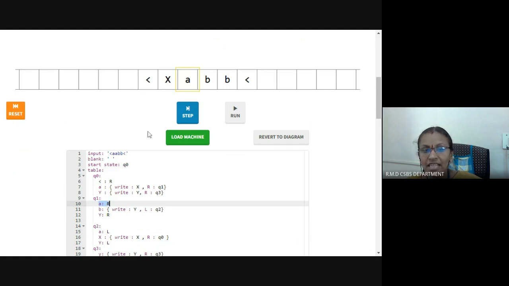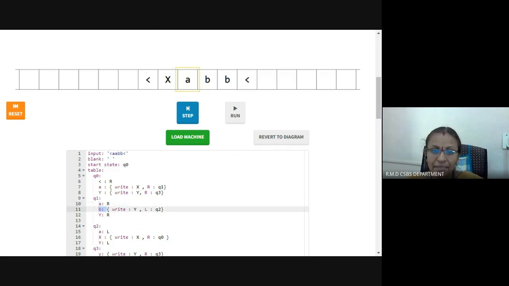Now what I have to do is match this a with the b on the right-hand side. You all know this is the language a^n b^n, so I don't want to go to the end and come back. Whenever all the a's are over, the first character will be b. I have to equate the number of a's and the number of b's. The structure is defined as a's followed by the same number of b's. So when it encounters a b, I'll change it to Y, move left, and change the state.